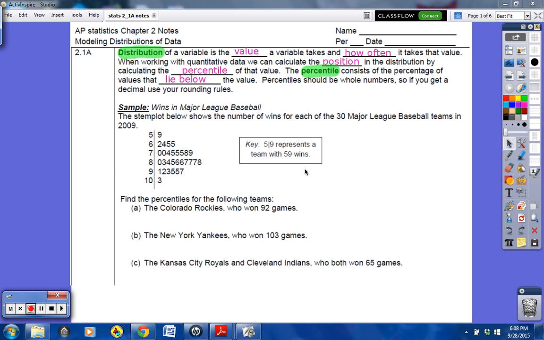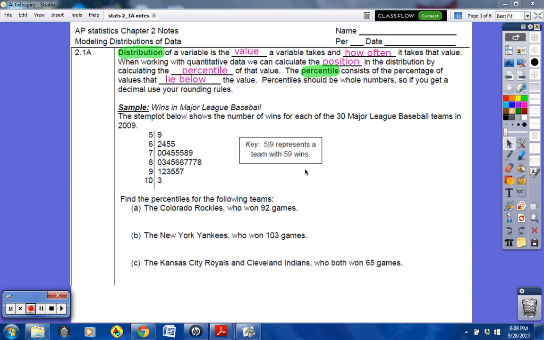Okay, stat students, we're going to go ahead and try this out. We're going to look into distributions of data. A distribution of a variable is the value that a variable takes and how often it takes that value. When we're looking at our distributions, a lot of times we're looking at graphs like a histogram or a dot plot. We're kind of looking at the shape of them.